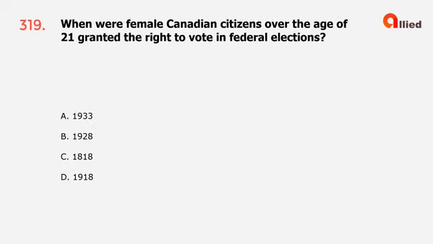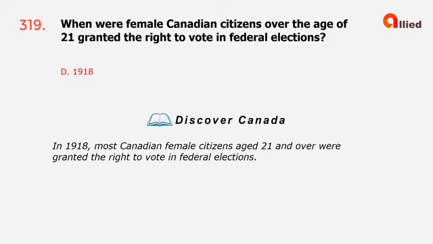Question 319. When were female Canadian citizens over the age of 21 granted the right to vote in federal elections? A. 1933. B. 1928. C. 1818. D. 1918. The answer is D. 1918.